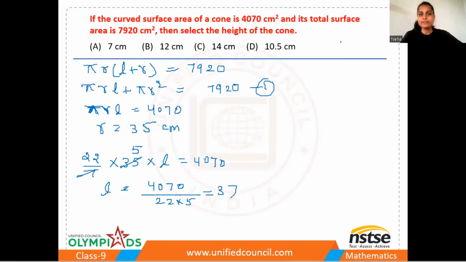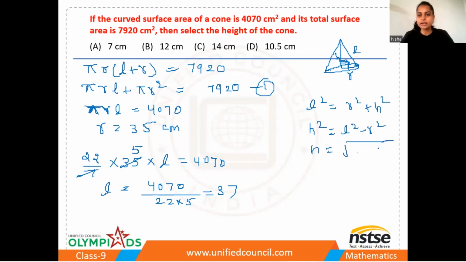So if I draw a cone, then this is something like that. This is your height, right? This is your l and this is your r. That means they are making a right angle triangle. So whenever I see a right angle triangle, I talk about Pythagoras theorem. That means l square is equal to r square plus h square. Here I need the value of h. So h square is nothing but equal to l square minus r square. That means h is square root of l square minus r square.